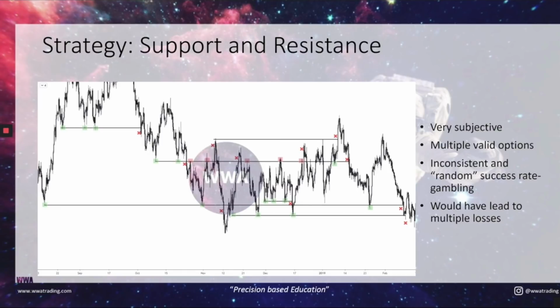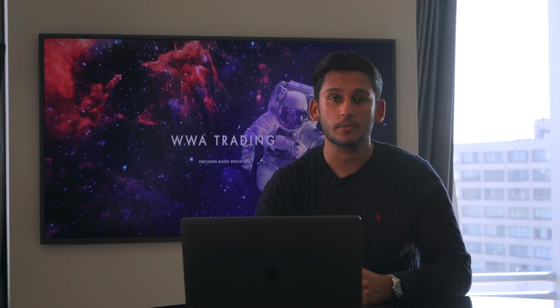But when you're looking at it in hindsight, it's an explanation that, okay, this was a support and resistance level. But in real-time trading, it does not become something we can really utilize from a precision basis. So again, as was the case with the trend line, this would lead to multiple losses, confusion, ambiguity, and it is very subjective also. So again, this is a strategy-based approach to the market as opposed to looking at the real factors that drove price in this manner. So I'm going to utilize the same piece of price again, and I'm going to show you how we would view this at WWE Trading.